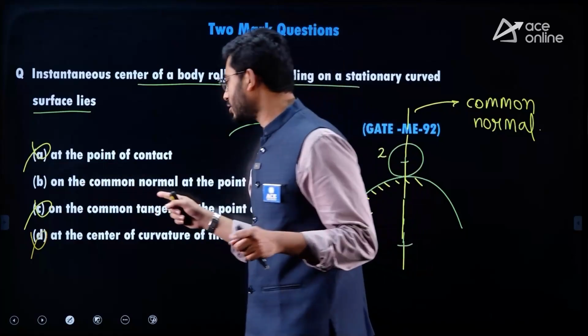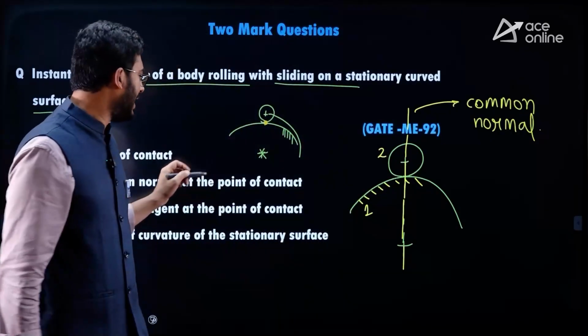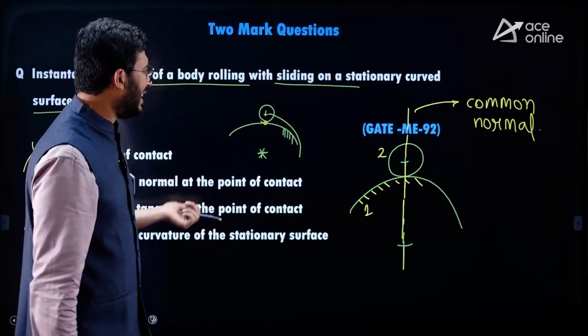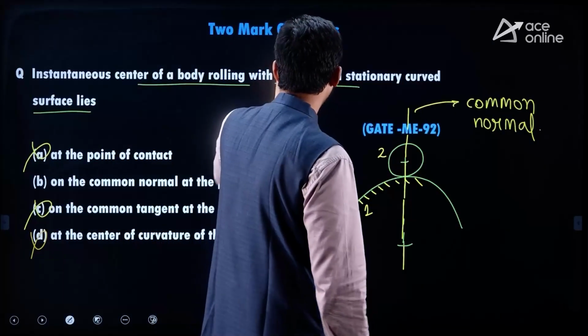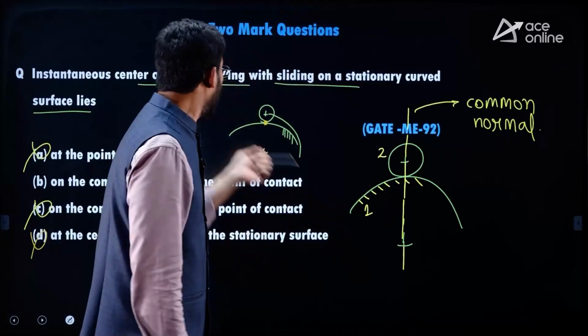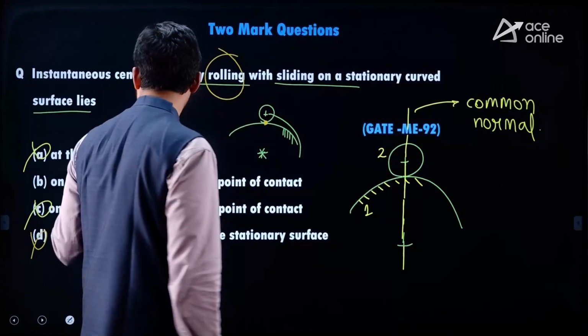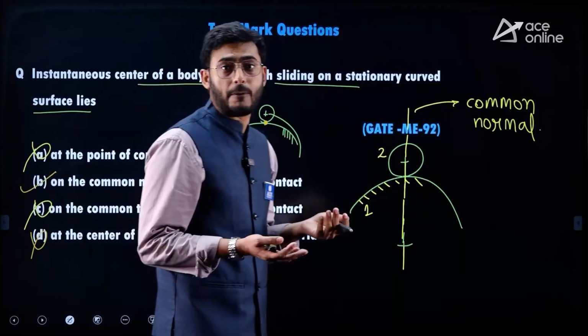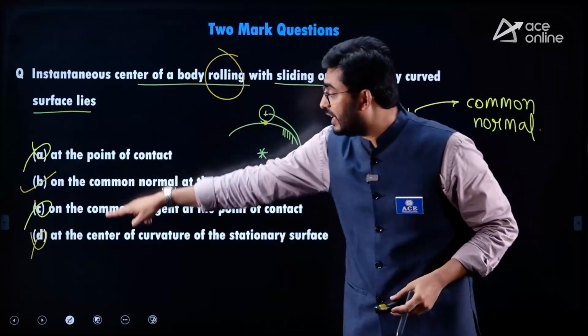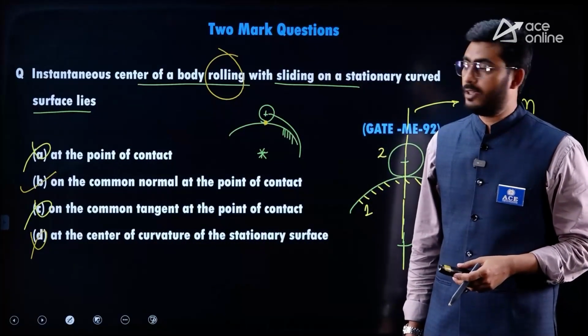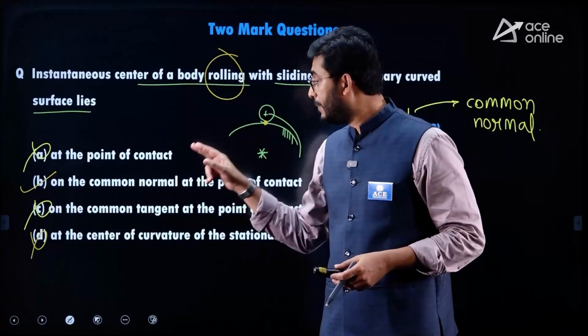So we are left with only common normal and at the point of contact. The reason is that the sliding motion could also be discarded. More or less we are focused on rolling motion. Even option B is a more appropriate answer based on the rest of the three. Okay. So option B is the answer.